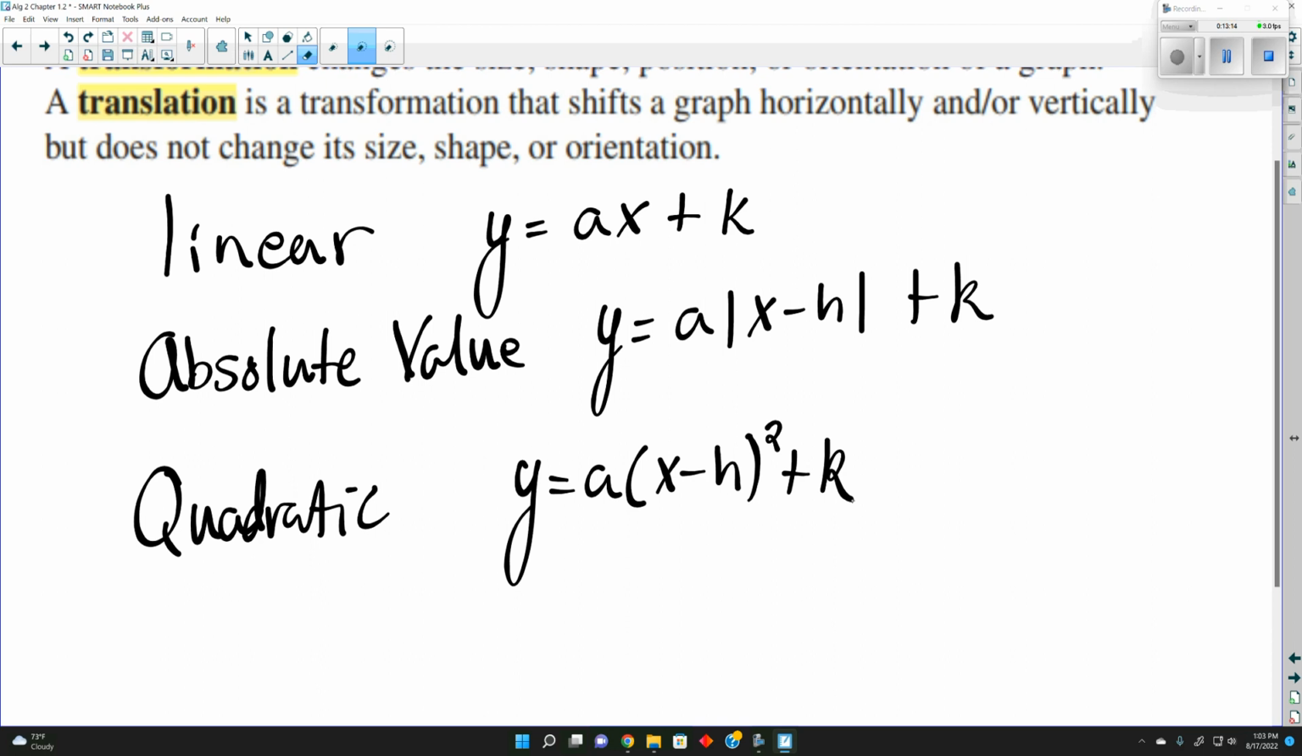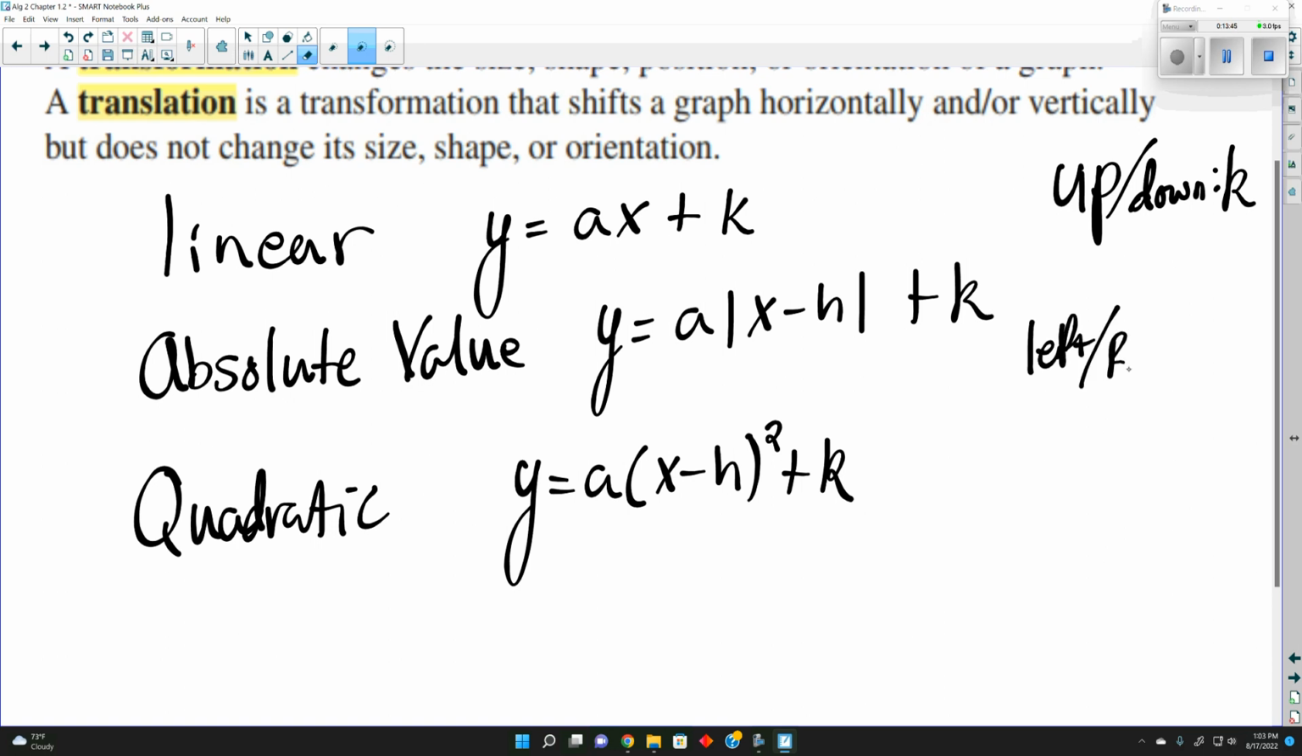So, up and down. If we're moving a function up or down, we're referring to, okay, what's being added outside of it. Does that make sense? So up and down is really going to be added outside of parentheses or absolute values. So if the number is positive, it's going to move up. If it's negative, it's going to move down.